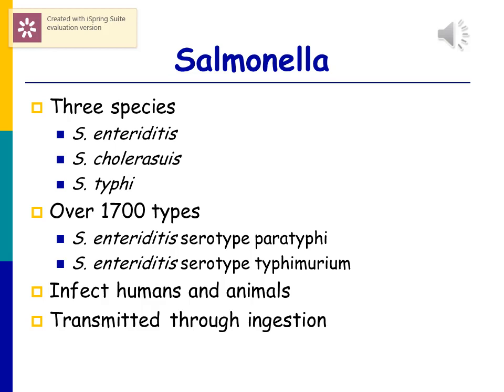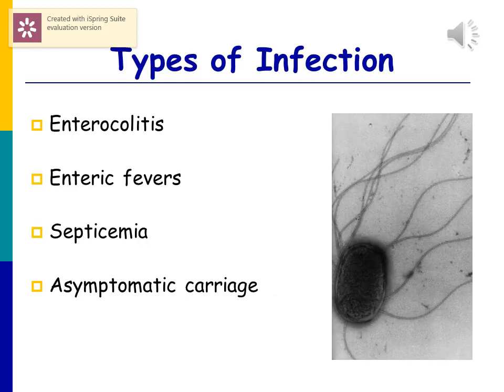Salmonella infects both humans and animals, which is why it's considered a zoonotic organism, and it's transmitted through ingestion. The types of infection that Salmonella causes: enterocolitis, enteric fevers, septicemia, as well as asymptomatic carriage.